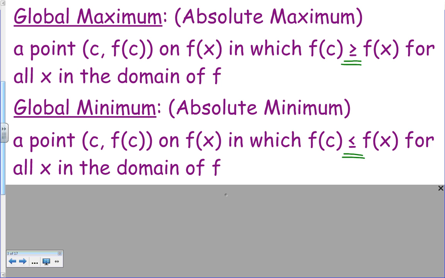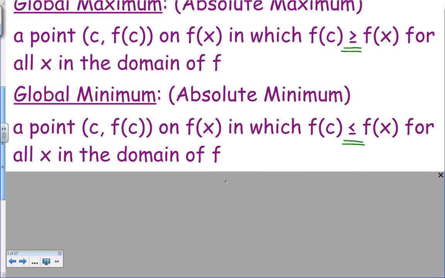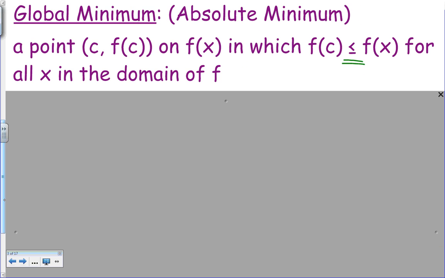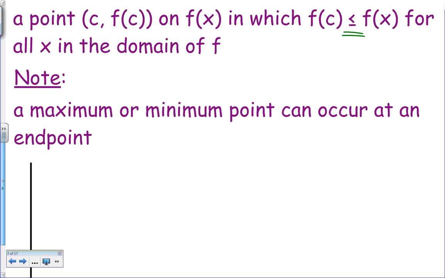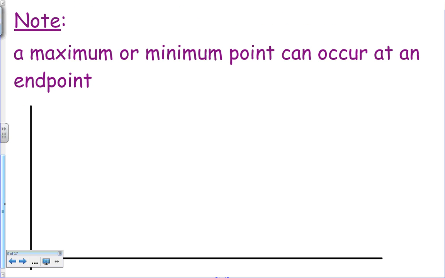And basically what you can do, we'll see a sketch of this in a second, once you find all of your relative maximums and your relative minimums, if you go through and you find the largest of those, that's your global maximum. If you find the smallest of those, that's your global minimum. All right, so let's take a look at a sketch of a function here that we'll use to illustrate this.